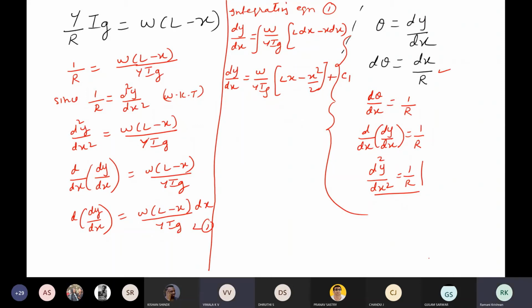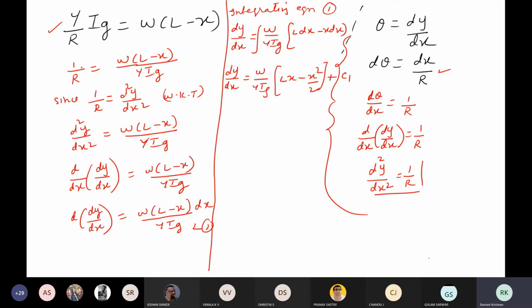C1 is called the constant of integration. Did you understand this much? It is quite simple. First, what we wrote: the bending moment of a beam is equal to force into perpendicular distance.